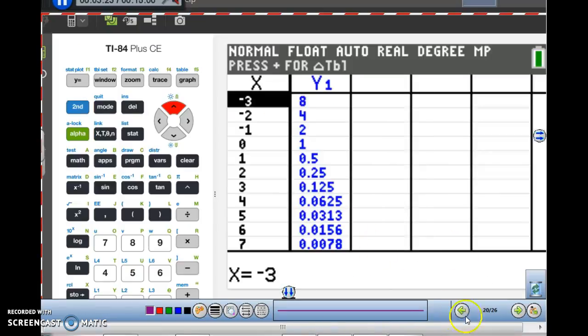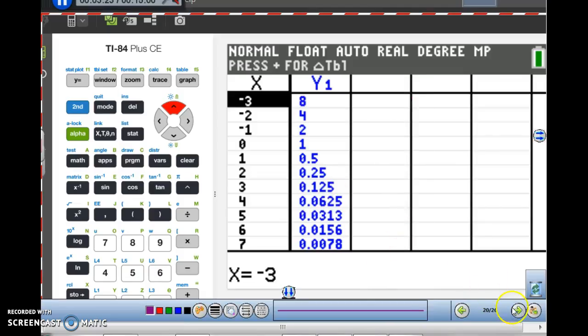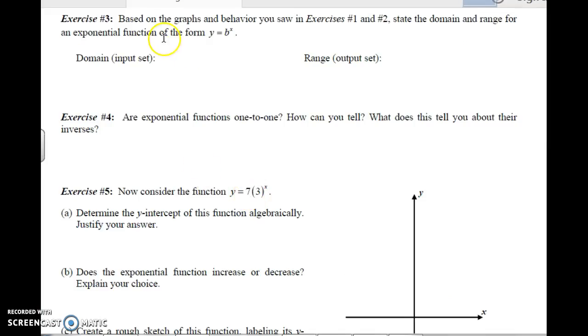What happened when the base was 2? Back here, when the base is 2, it's going to be increasing as you move from left to right. So the curve will look like this, and for the decreasing, the curve will look like this. All right, so based on the graphs and behavior you saw in exercises 1 and 2, state the domain and range for an exponential function of the form y equals b to the x.